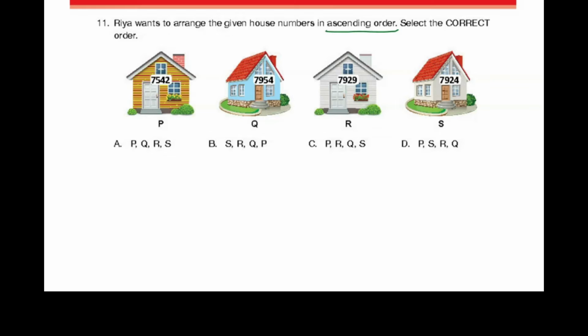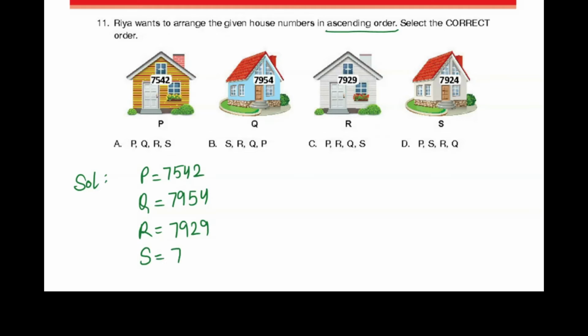So we have P. P is 7542. Q is 7954. R is 7929 and S is 7924. So the smallest one is P.